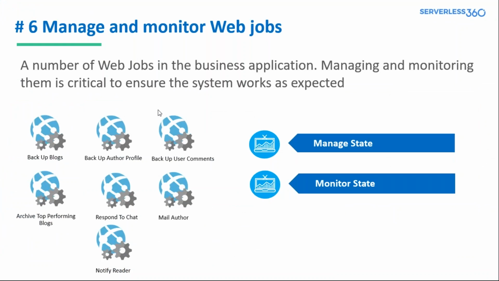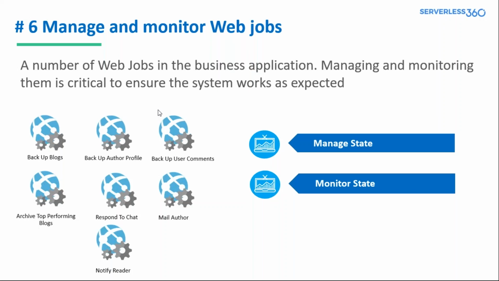Monitoring for web jobs. Web jobs would play an integral role in a business application. There could be a number of critical actions that I need to take care of as a background job. Here in this blog scenario, I have got a number of activities like backing up the blobs, backing up the author profile, backing up user comments, archiving top performing blogs, responding to the chat of the users as and when they come in, mailing the authors whenever they create a blog article, and notifying the reader of a new article in their area of interest. There are a number of requirements like this. A few of them are triggered web jobs and a few of them are continuous web jobs.